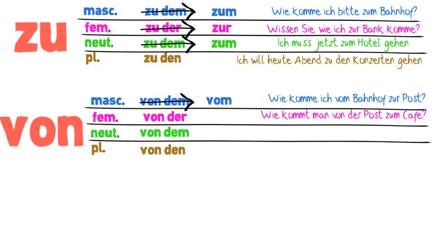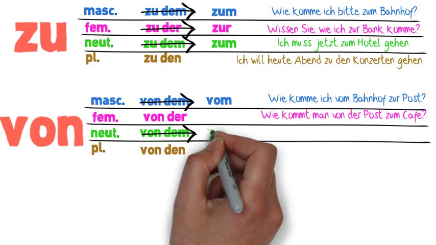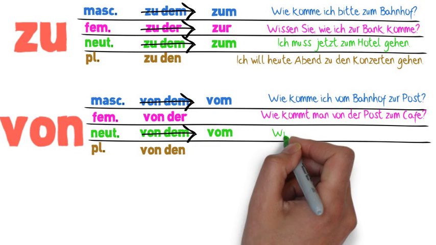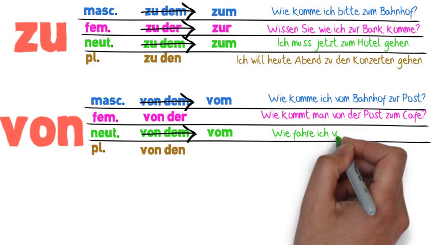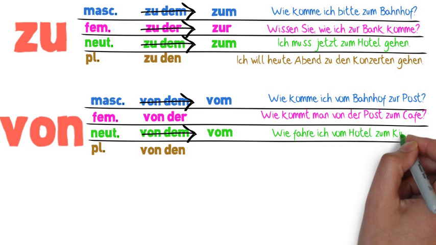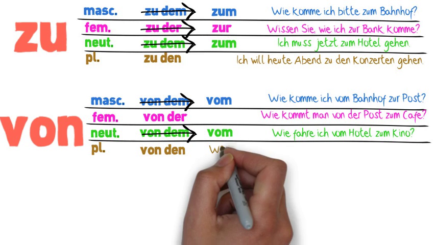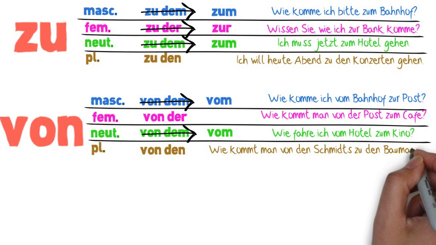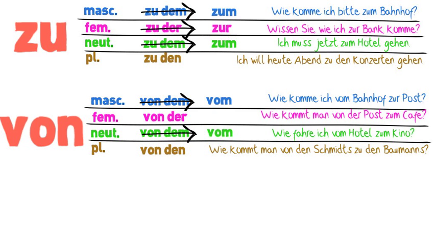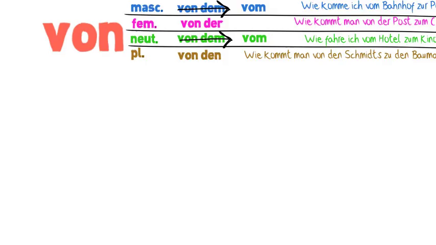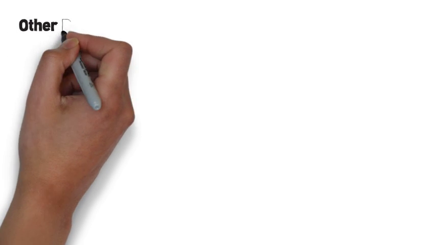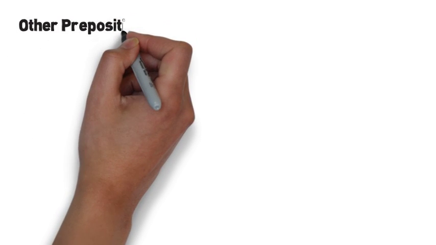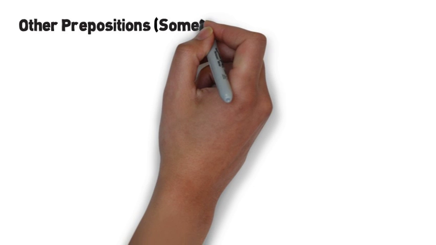So you would have to say both words, as in Wie kommt man von der Post zum Café? The neuter form of von dem is also contracted to vom, as in Wie fahre ich vom Hotel zum Kino? And finally, von den remains von den, no contraction here. So you could say something like Wie kommt man von den Schmidts zu den Baumanns? And notice we're using someone's last name there to indicate their house.